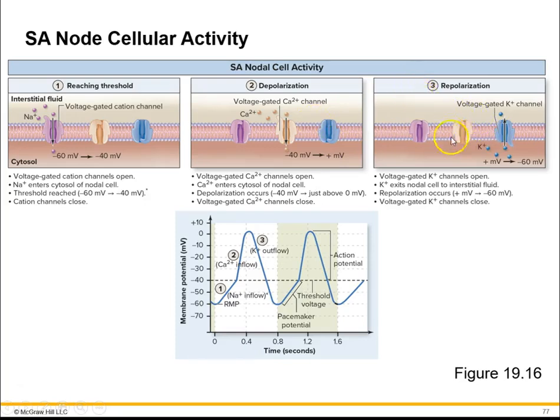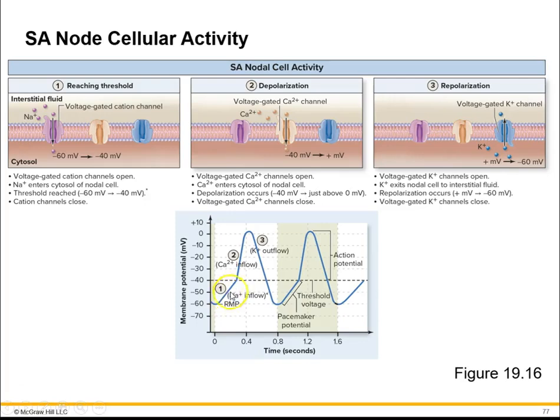So those calcium channels close, those sodium channels remain closed, and now we have a voltage-gated potassium channel that opens. And this is going to allow potassium to exit the cell, making the inside of this membrane more negative than it was before. You can see this represented graphically down here.